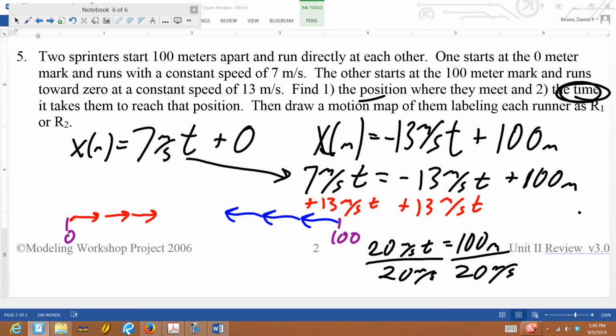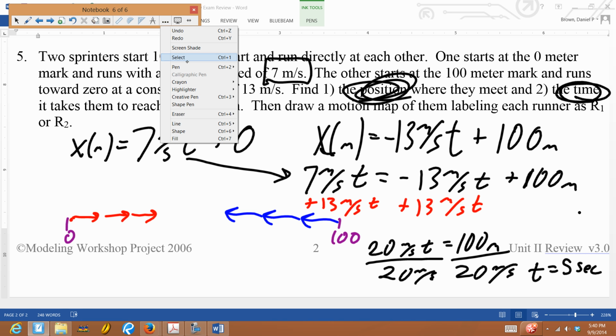It didn't give me the position that it asked for. We can find that pretty easily now. We know it takes 5 seconds for them to meet. This runner that's running at 7 meters per second, right, that's the velocity they're running at. And so in the first second, they are going to cover 7 meters. In the next second, they cover 7 more. In the next second, they cover 7 more.